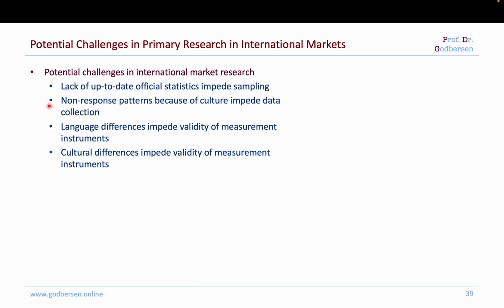You might have non-response patterns because of cultural differences. In a Western culture, it's not a problem for a woman to go to a market research interview. In some Middle Eastern cultures, and also other cultures around the world, it is difficult to get a woman to be interviewed in a market research project. So it might be a bit of a problem. Furthermore, there are cultural differences and there are language differences.